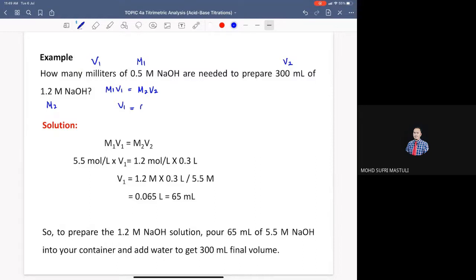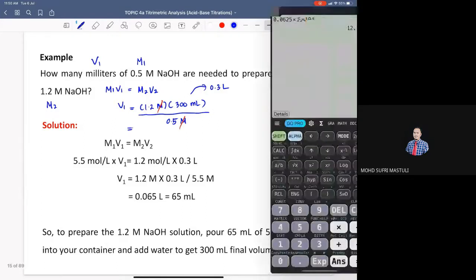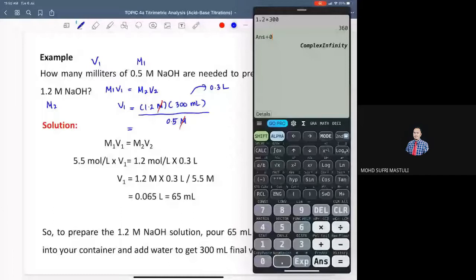M2 is 1.2 molarity, mole per liter, times the volume, 300 ml, or you can convert it into 0.3 liter if you want, and then divide by M1, 0.5 molar. So molarity can be cancelled off. So use your calculator. 1.2 times 300 divided by 0.5. So you obtain 720 ml.